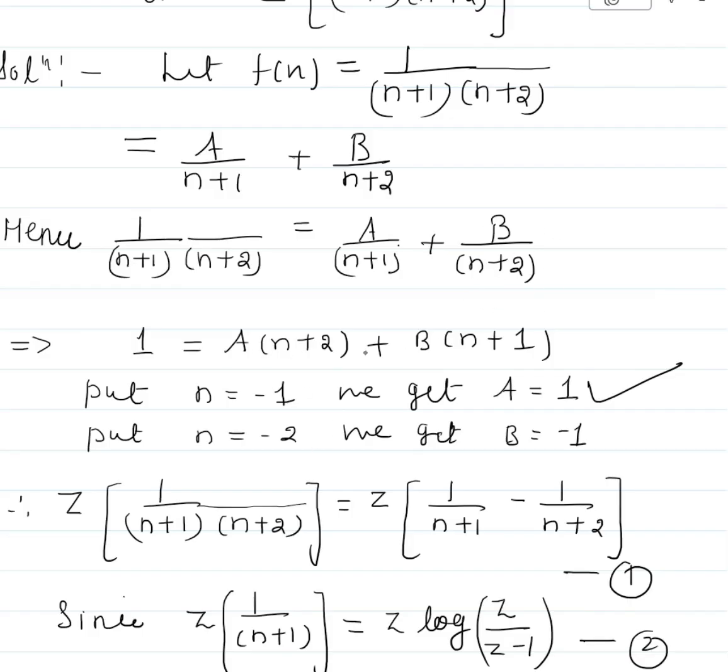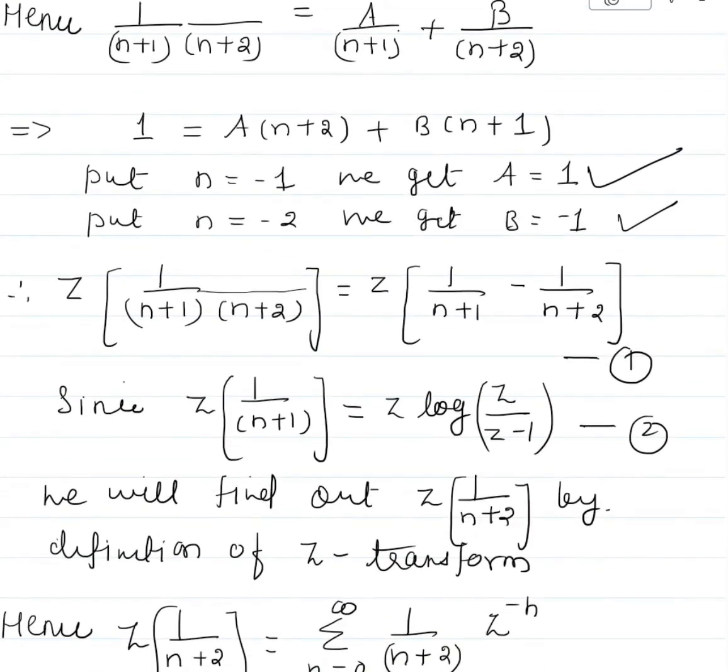So putting n equals minus 2 here, we get minus 2 plus 1 minus b equals 1. So b equals minus 1 here. Now we finally have a is 1, b is minus 1. So put a is 1 and b is minus 1 here. But still, we don't have the Z transform.